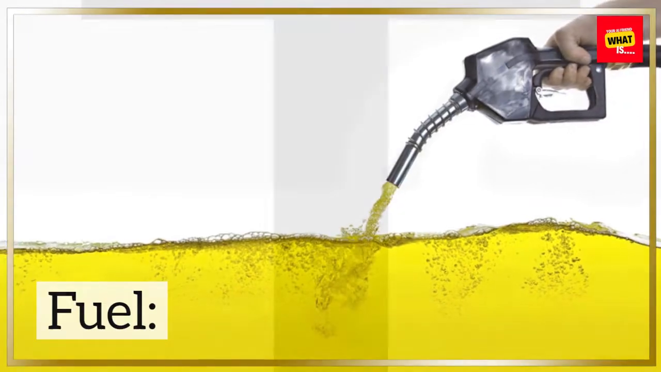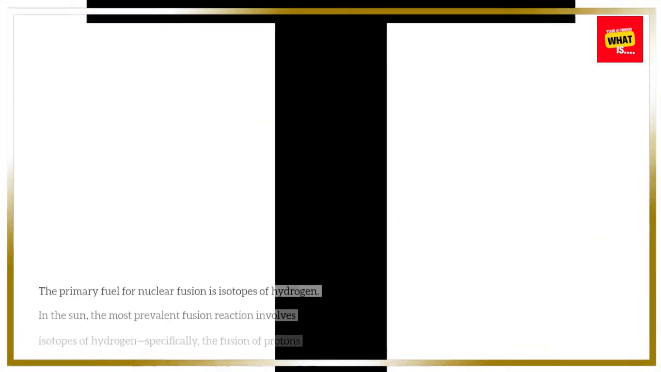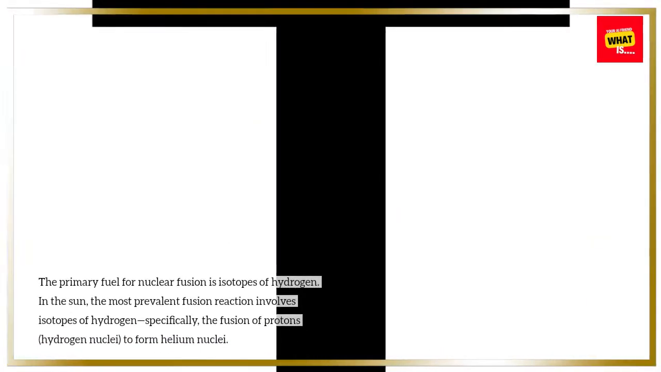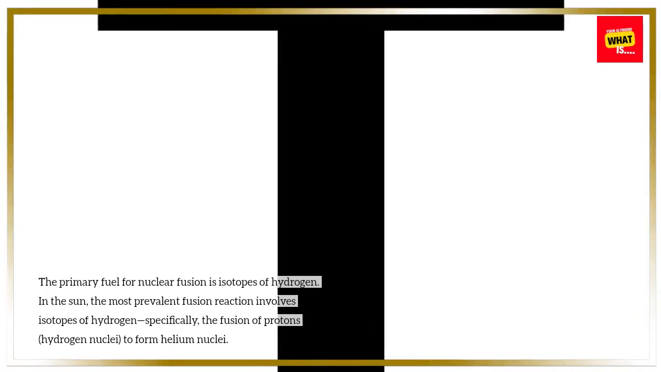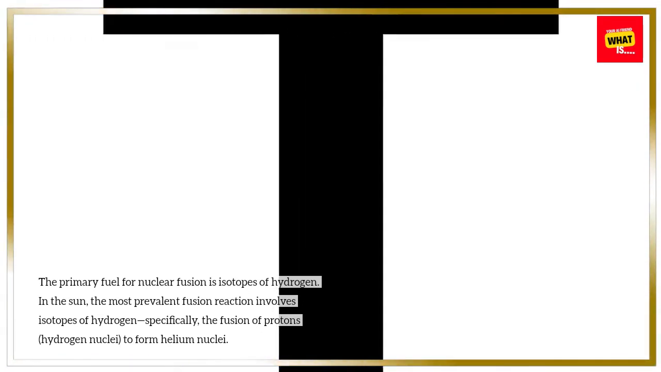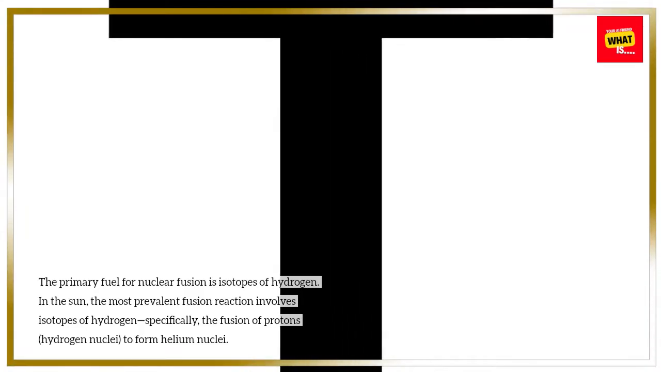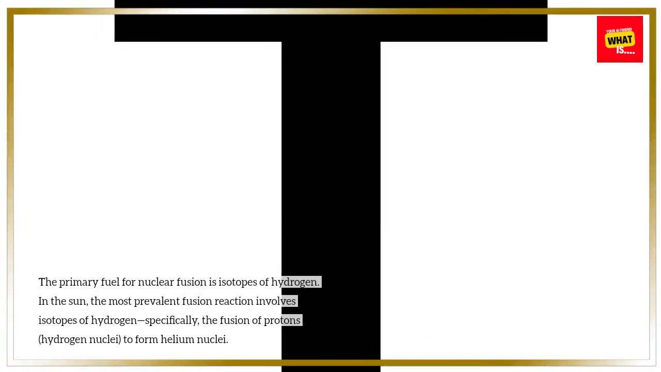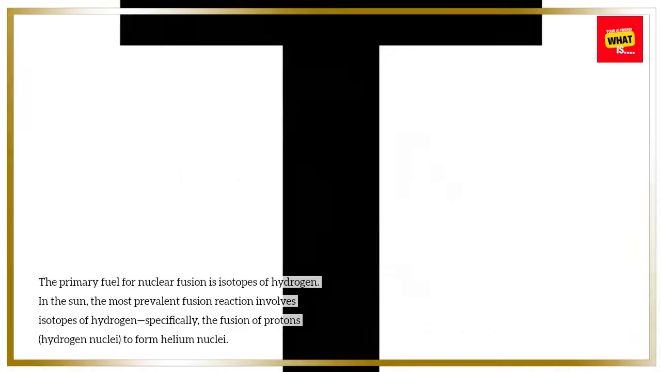Fuel. The primary fuel for nuclear fusion is isotopes of hydrogen. In the Sun, the most prevalent fusion reaction involves isotopes of hydrogen, specifically, the fusion of protons, hydrogen nuclei, to form helium nuclei.